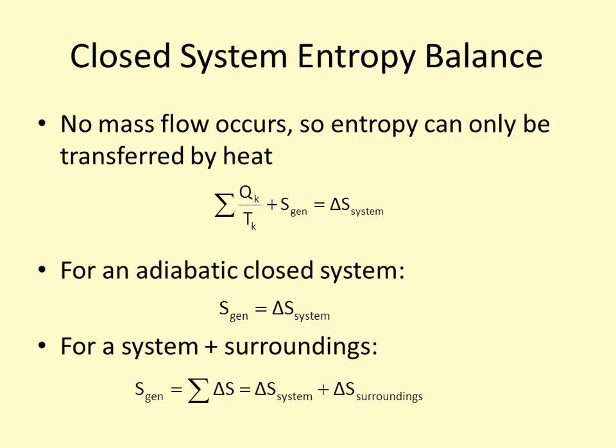So if we look at our entropy generation equation, we are going to find all of the entropy in and out of the system due to heat transfer, and then the temperature at which that heat transfer occurs. So this is like S in minus S out. It's only due to the heat transfer, plus the entropy generation is equal to the change in the entropy of the system. If the system is an adiabatic system, meaning there's no heat transfer in and out of the system, then the entropy generation is just equal to the change in entropy of the system.